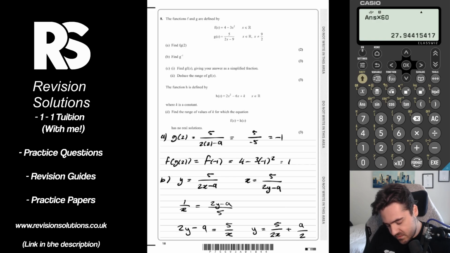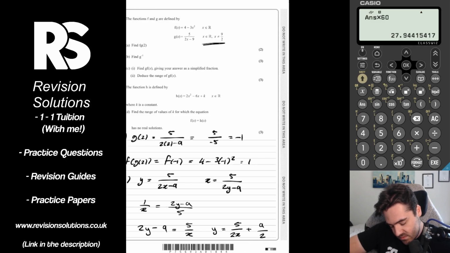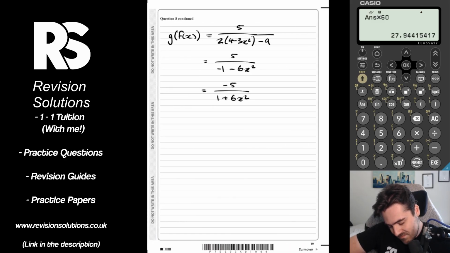Then for part 2, it says deduce the range of g of f of x. So we need to be careful here in that there's a restricted domain applied to g, which is going to carry on then to g of f of x. So if we start with this function, first off, let's see what happens when x equals 0. Whenever I'm finding a range, I like to plot a little graph.